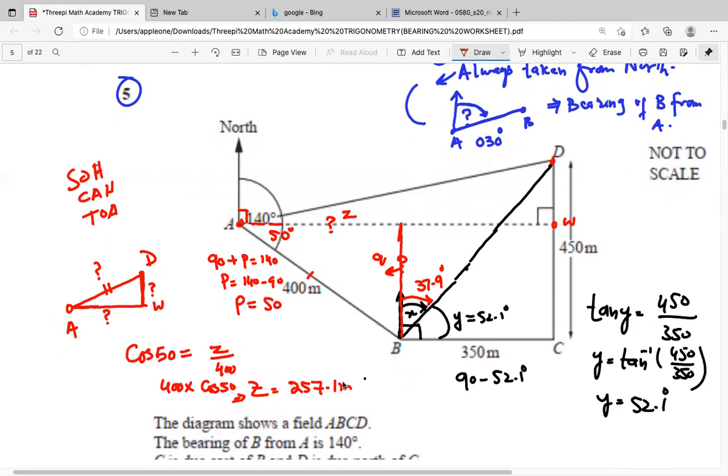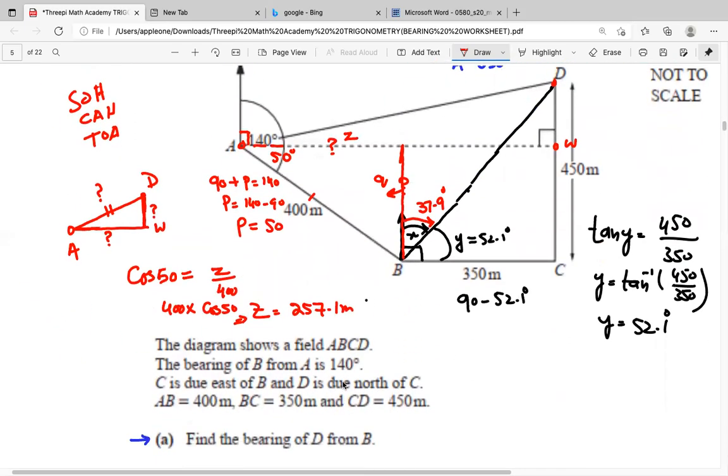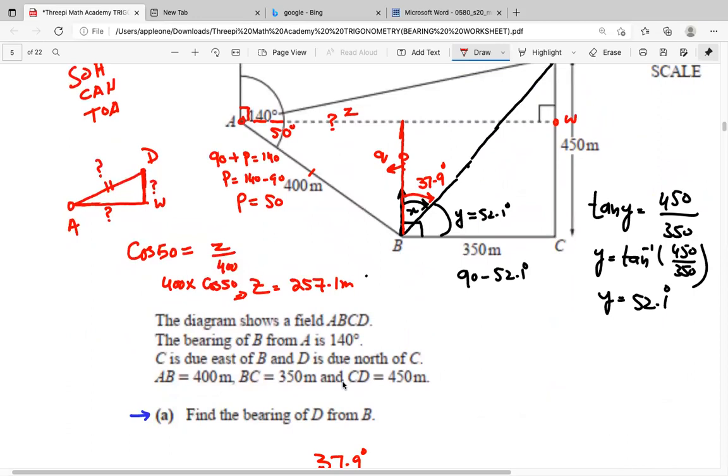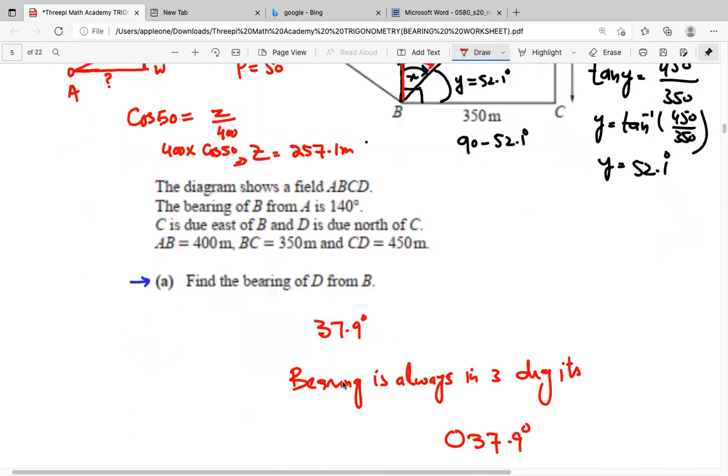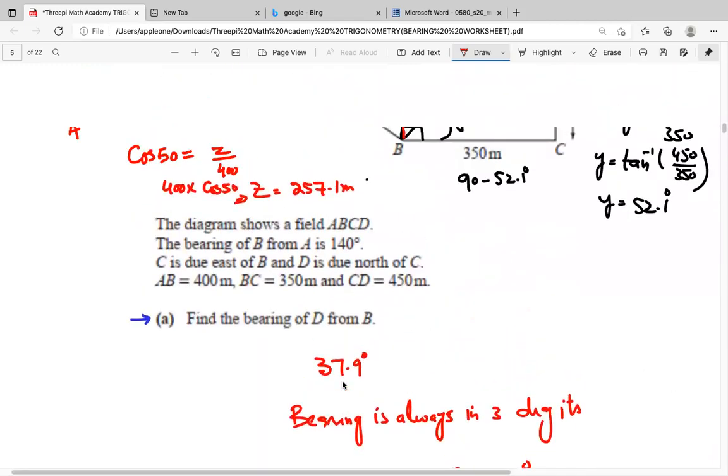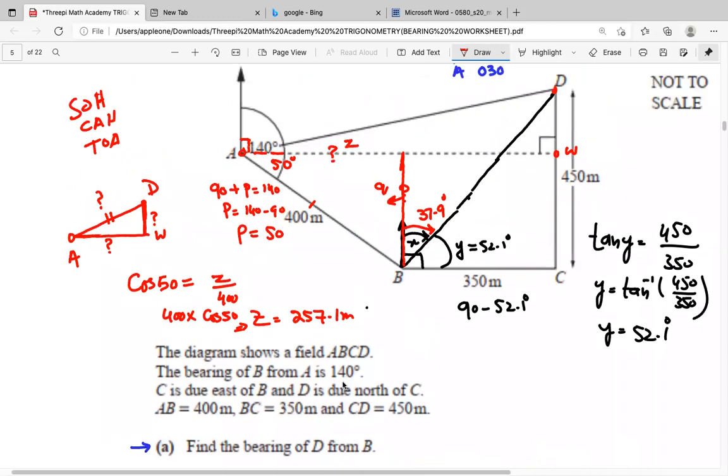Just wait. Yeah, this is meter. Meters, yes. Okay. So fine, okay, I got this. I got this Z. Now I want to get Q length.